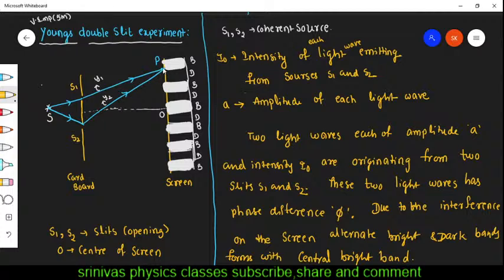Not only at point P, at every point on the screen the light rays will meet. If you observe here also, a light ray coming from S1 and a light ray coming from S2 are meeting here, and due to that interference, alternate bright and dark bands form on the screen. Here this is bright and this is dark, bright and dark, like this. At the center, a bright band forms. O is the center of the screen. On the center of the screen, a bright band will be formed, right?